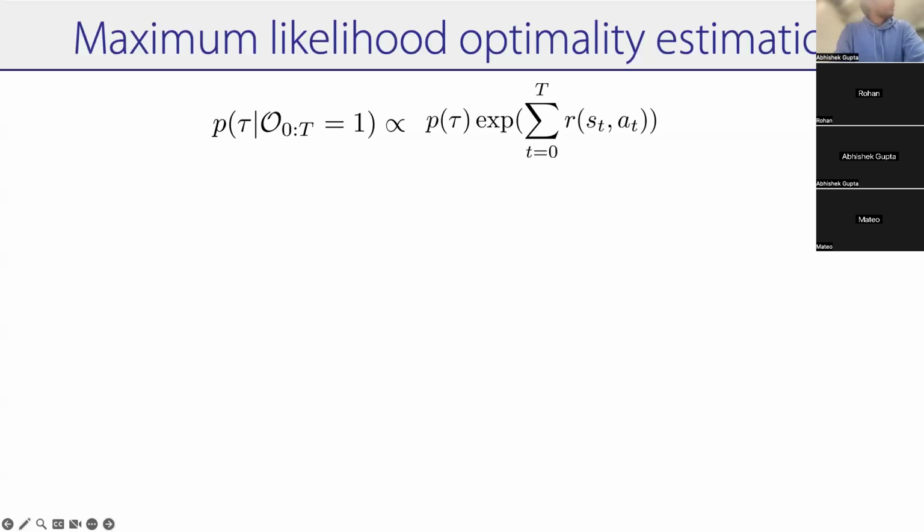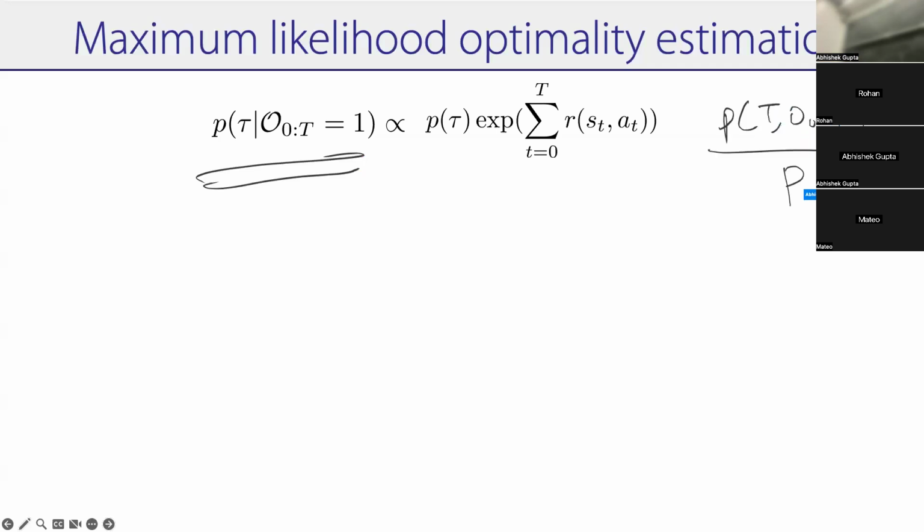So as we saw earlier, the likelihood of a trajectory given optimality is 1 is proportional to the likelihood of a trajectory times the exponential of the sum of rewards. And the reason it's proportional is because this is equal to P of tau comma optimality divided by P of optimality. By Bayes rule, there's a denominator, and we usually ignore it, but it's going to be important here. So P of tau given optimality is proportional to P of tau times the exponential sum of rewards, and this is the thing that is parameterized by phi.